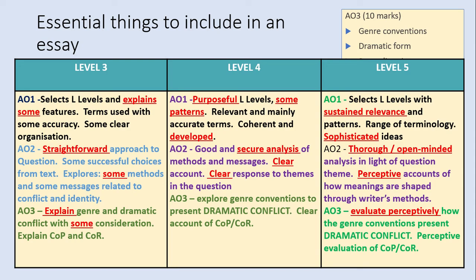Okay, let's move on. So, just a recap now on how the AOs work in terms of the keywords. On this slide, I've put the keywords in red, and you can see how each level steps up. So AO1, 2 and 3 on level 3 tends to use words such as straightforward or some, and perhaps the key word here is explains. So it's perhaps lacking a little bit of exploration, but it's relevant and it's a straightforward approach.